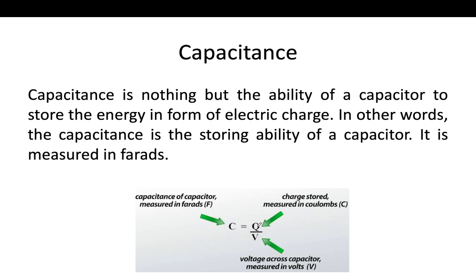Capacitance, what is capacitance? Capacitance is nothing but the ability of a capacitor to store energy in the form of electrical charge. So how much energy a capacitor can store is called its capacitance. In other words, capacitance is the storing ability of a capacitor. It is measured in farads, and the formula for capacitance in farads is charge stored divided by voltage across the capacitor, measured in coulombs.